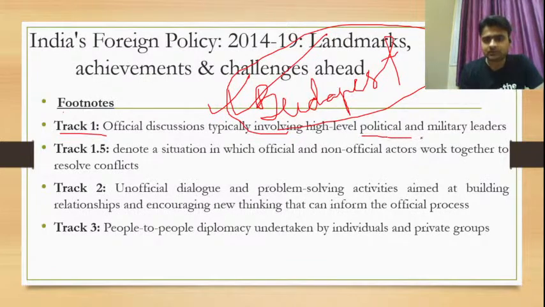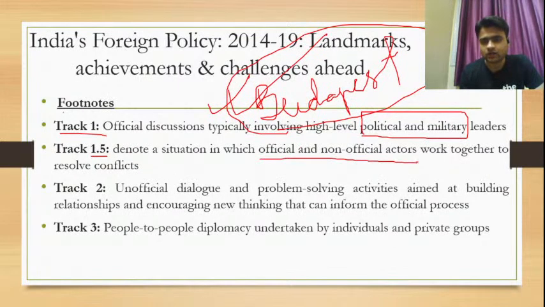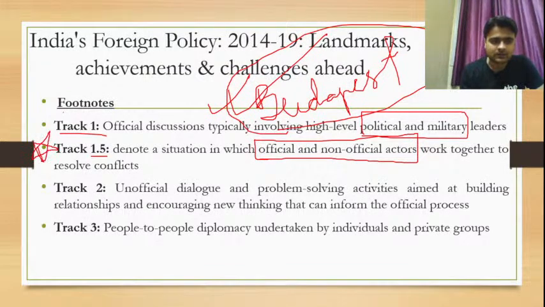Political and military, this is the keyword for track 1. Similarly, for track 1.5, both official and non-official sectors will be working together. Fine. No one gave me the correct answer on this, so I am marking a star. Please make a note of it.